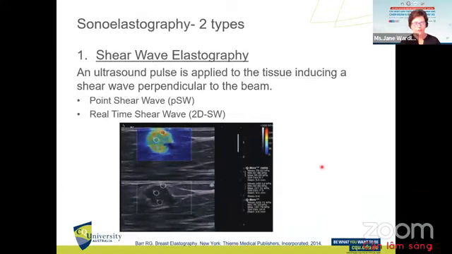Shear wave elastography uses a pulse that's applied into the tissue, and it induces a shear wave perpendicular to the beam. The ultrasound machine calculates the speed of the wave going through the mass and demonstrates both qualitative and quantitative information. You can see here how it's giving that colour overlay like it does with strain elastography, but it also gives us some measurements, so you can give a quantitative result as to whether this is a hard or a soft mass.